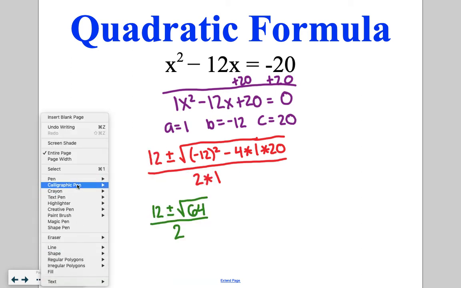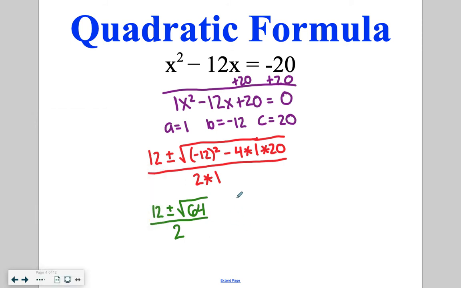What this plus minus part means is that your first answer is going to be 12 plus the square root of 64. We know the square root of 64 is 8, so we've got 12 plus 8 divided by 2. And then your second portion is 12 minus 8 divided by 2. So instead of having to write out these two middle steps as two separate things, we just put the plus minus in there while we're writing it out. And then when we actually solve, we split it into one that's plus and one that's minus.